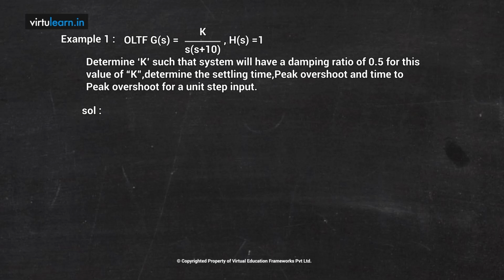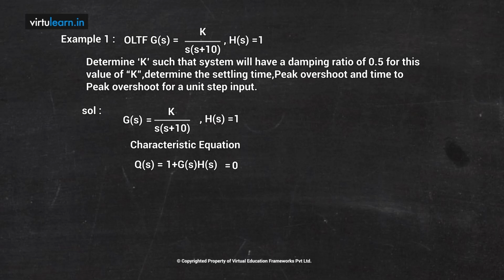So first of all we will find the K value. G is given and H is given. Let us take the characteristic equation. What is the characteristic equation? We know the formula: Q(s) = 1 + GH = 0. G is available and H is of course 1. When you substitute G here, we get s square plus 10s plus K equal to 0. So s square plus 10s plus K equals 0 is the characteristic equation of the system.